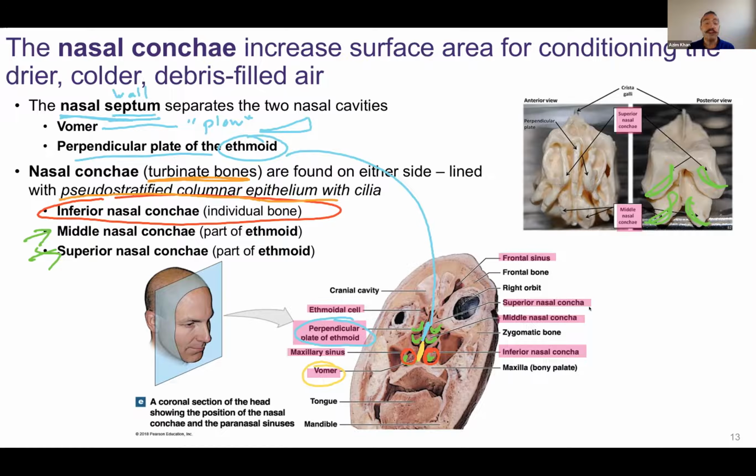Right, so your nasal conchae, increasing surface area to swirl the air around. That's why it's curved shaped. That's why it's shaped like a shell. To swirl the air, increase surface area for conditioning.